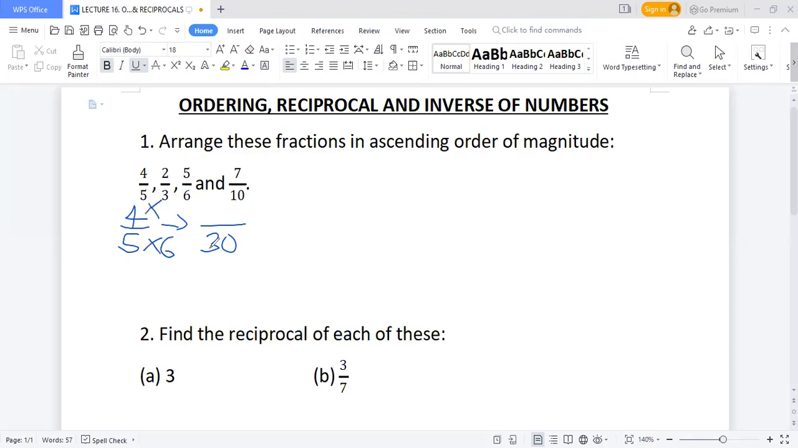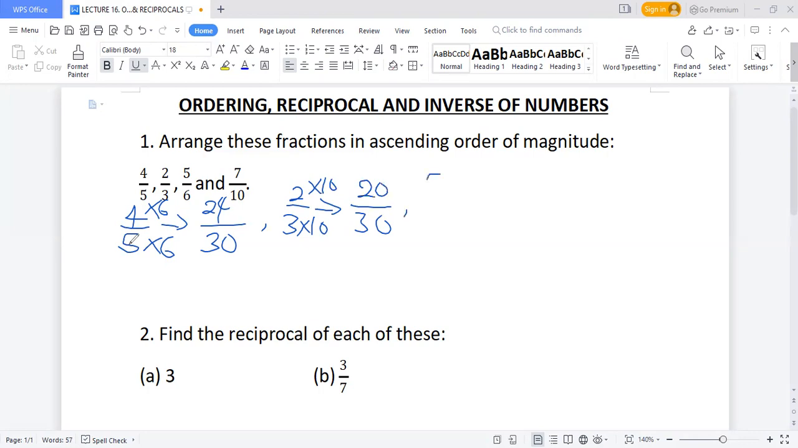So use the same 6 to multiply up. This one will become 24 over 30. That means 24 over 30 can be simplified into 4 over 5. Let us check 2 over 3. If the denominator has become 30, it is 10 that multiplies it. Let that 10 multiply the numerator, so it becomes 20.